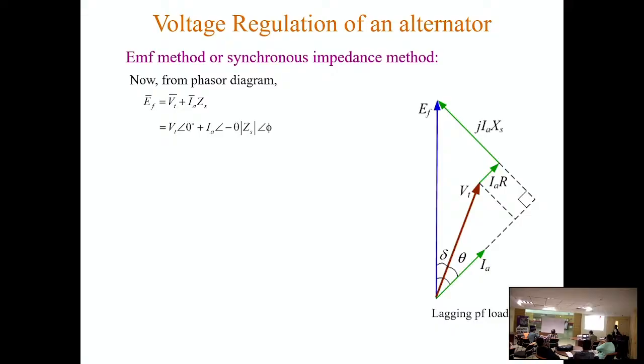So angle 0 degree, and Ia lags Vt by an angle of theta. So that is why Ia angle minus theta, and Zs that we can convert into polar form. So this phi is the impedance angle. This phi and theta are not same.